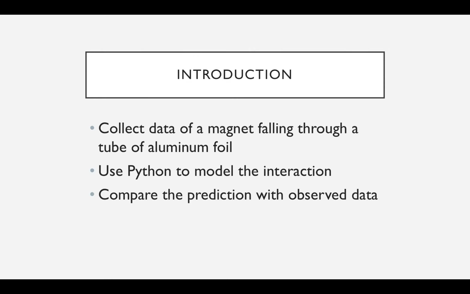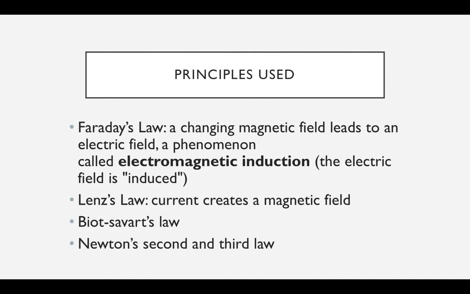So in this lab we collected data of a magnet falling through a tube of aluminum foil. We used our Python GlowScript code to model the interaction computationally, and we compared our prediction with our observed data. The principles used were Faraday's law, Lenz's law, Biot-Savart's law, and Newton's second and third law. All of these were very prevalent throughout this lab.